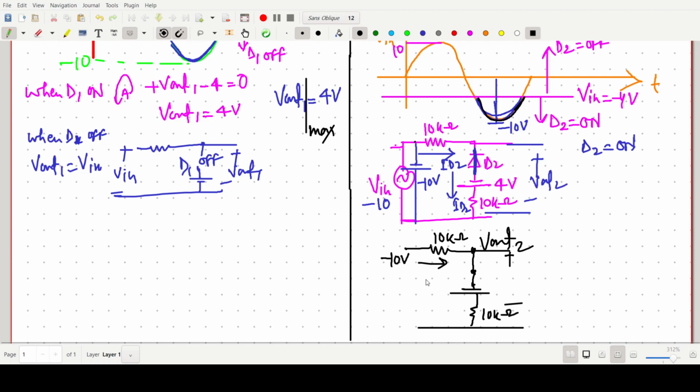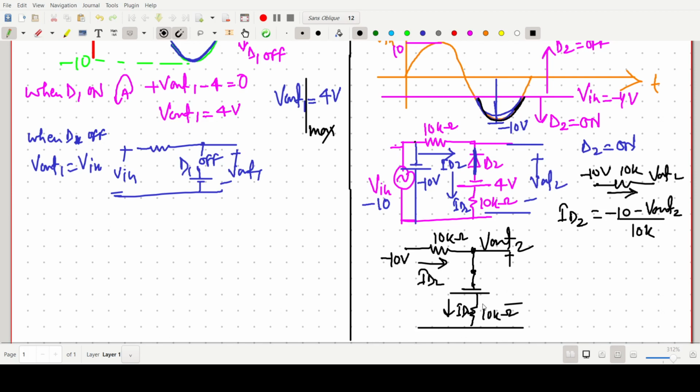So I am saying this current ID2 and ID2 will be the same. ID2 here, ID2 here, if this one is some resistance, minus 10 volt, and this one is 10k, and we have V output 2, and this one is ID2, so we can write minus 10 volt, higher potential. Now we can say this one, minus 10 volt minus V output 2 by 10k, is ID2.